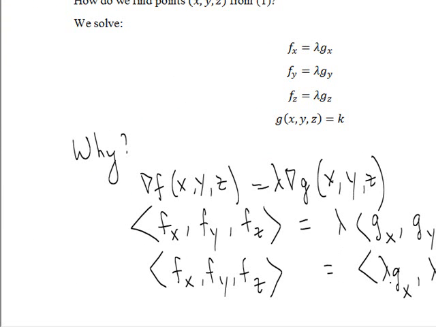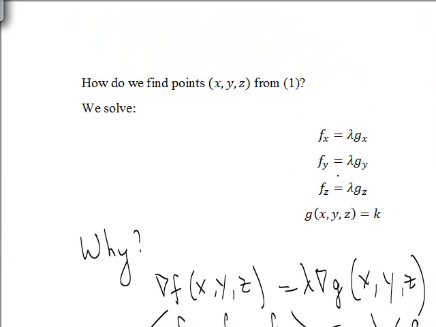So f sub x is lambda g sub x. From a look at it, you see up here, all you do is equate corresponding components. f sub x is lambda g sub x. You see that? f sub y is lambda g sub y, f sub z is lambda g sub z, and always stick in the constraint. So basically, you have 4 equations to solve. If it was a function of 2 variables, you wouldn't have so many. You may have 3.